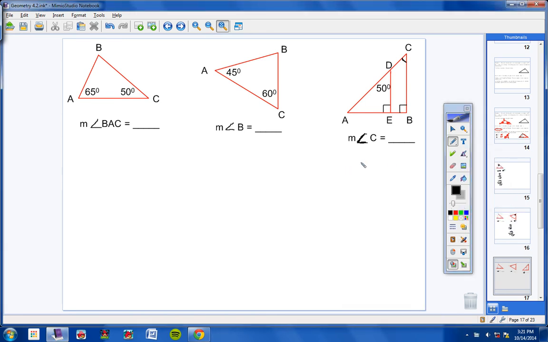Okay, students, as I mentioned to you before, my suggestion would be to draw a little triangle like this. We'll call this A, D, E. Even though it looks like a P, it's not. It's a D. Right angle here and 50 degrees here.